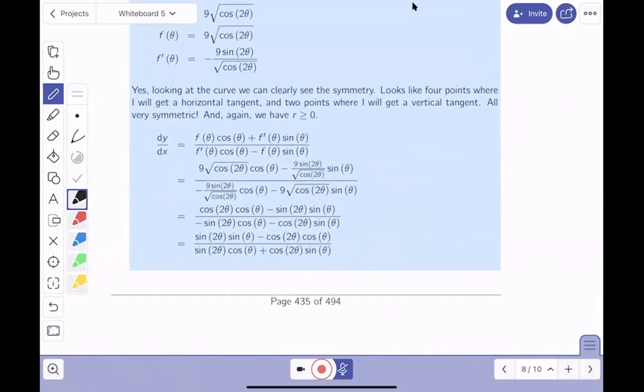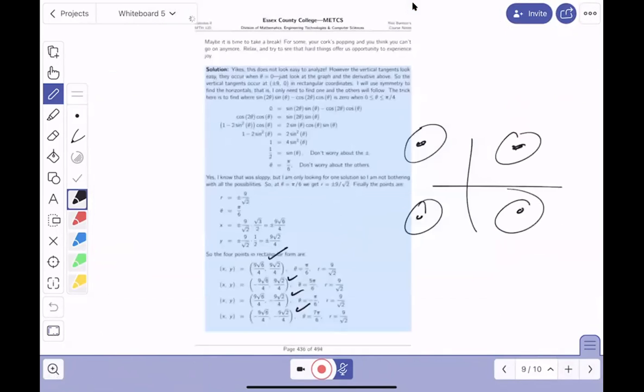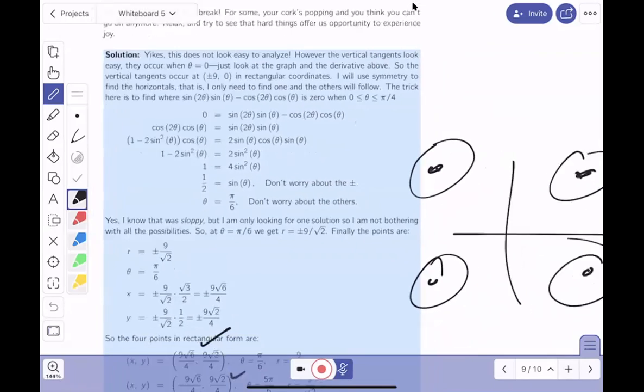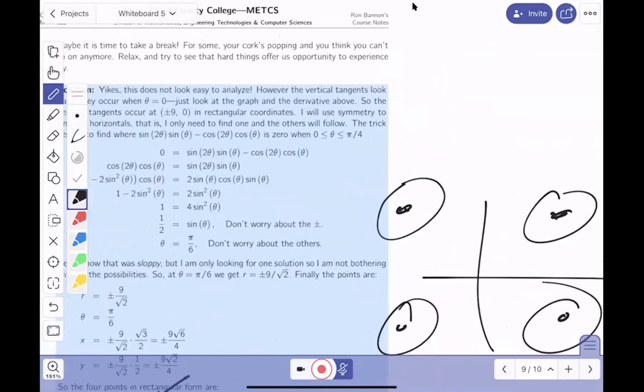Curve symmetry, 4 points, get vertical tangents, all very symmetric. R greater than 0. Next, they look easy on vertical tangents. But it's true, they do look easy. Let me write that down then. Maybe I shouldn't go through that derivative nonsense. X equals R cosine theta and Y equals R sine theta.